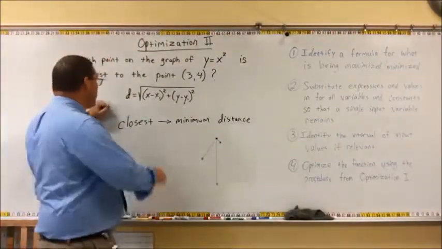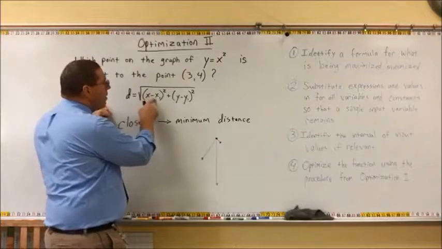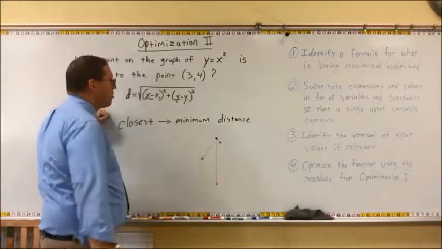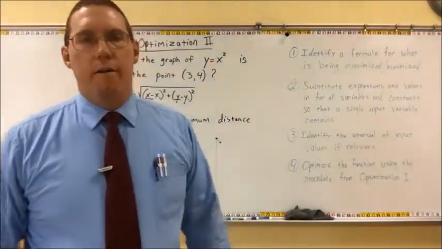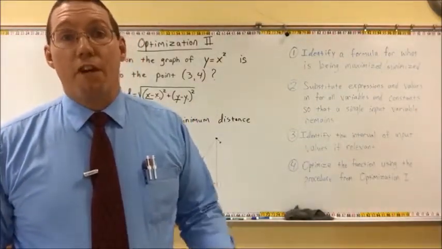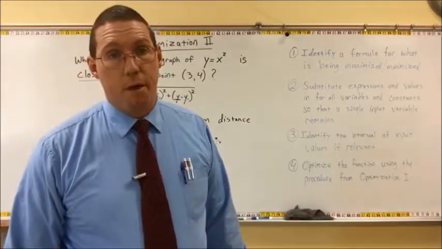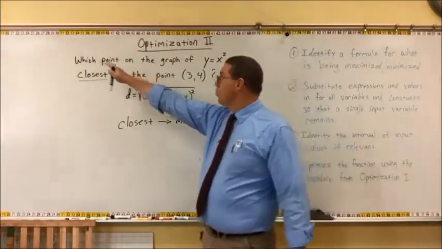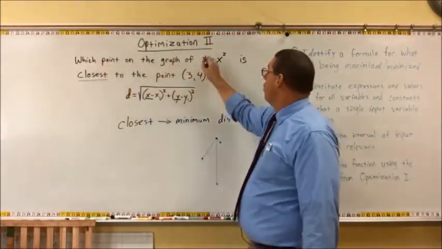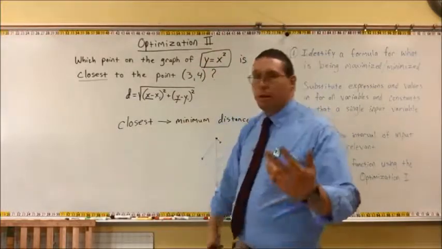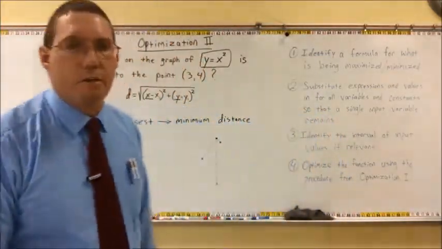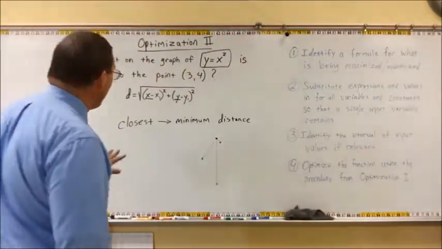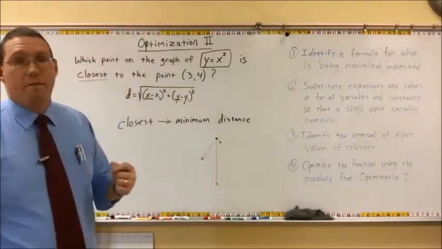But the problem here is, even though we only have one output value, even after we put a 3 here and a 4 here, we're still going to have 2 input variables. And therefore, we've got to figure out what to do about these 2 input variables. If you look in the question, it says which point on the graph of y equals x squared. There we go. We have a relationship between the x and the y, and so that's what we can put into this formula.